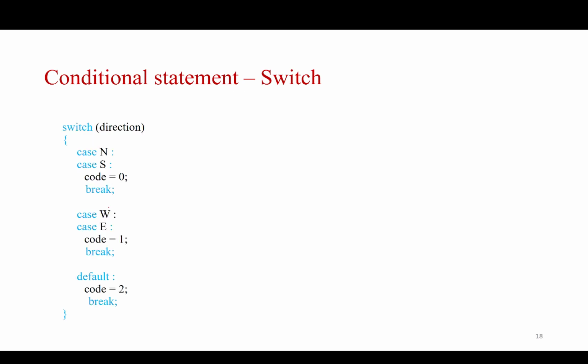Okay, so there's another thing if you want to include two cases at the same time. So here we have case north, south. So if it is north or south, the code will be 0. And then case west or east, in this case code equals to 1. Okay, so as you can see, you can include more than one case statement in the same execution, which is here code 0 and here code 1.